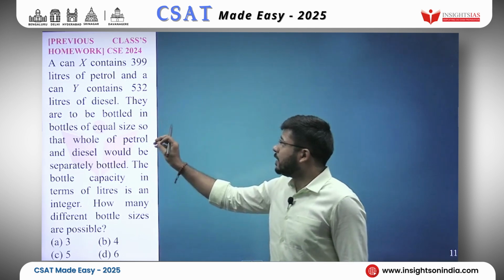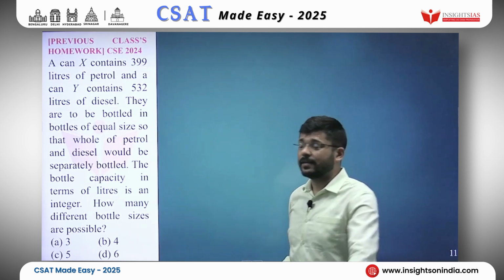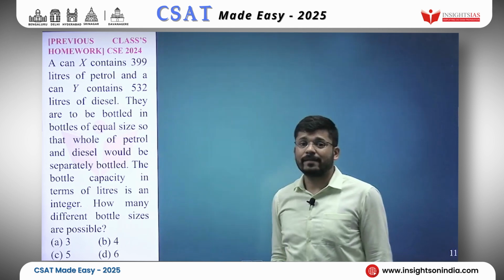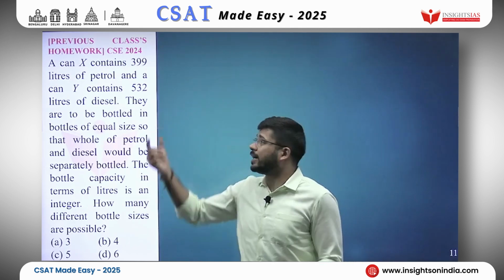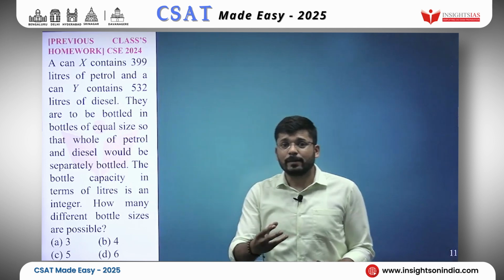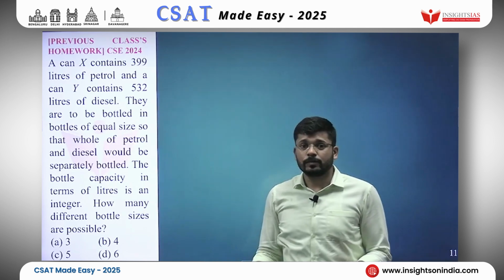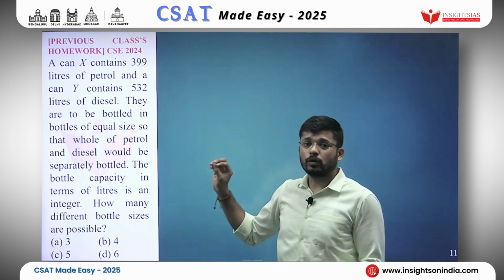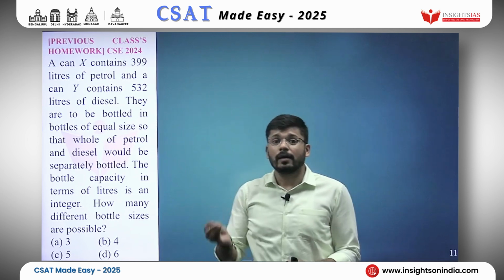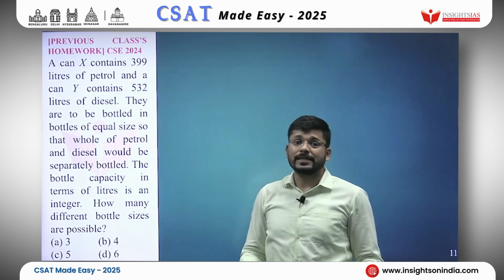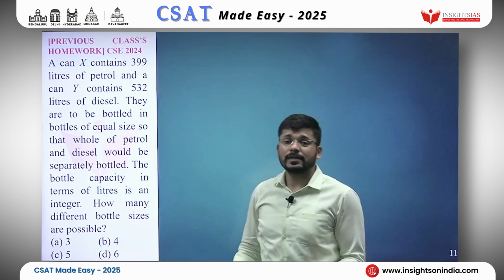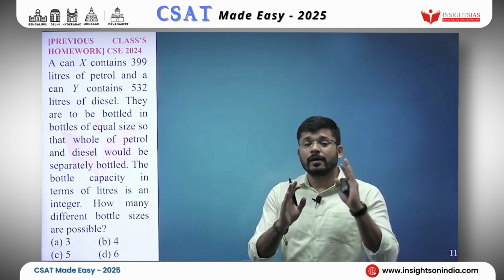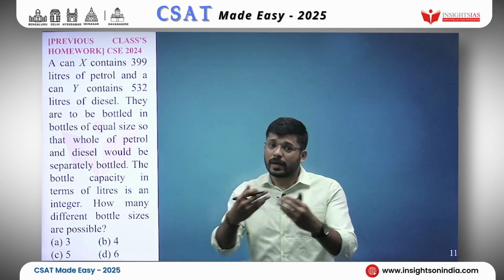So we need to use the concept of HCF. How do we answer this? First, we need to take the HCF of 399 and 532. Since the HCF is a factor of 399 and 532, that number would divide 399 and 532. So that capacity of bottles would be sufficient to hold both of them. Also, the factors of that HCF can also divide these numbers, right? So they are also eligible to hold these bottles. After answering the question, you will understand this concept better.